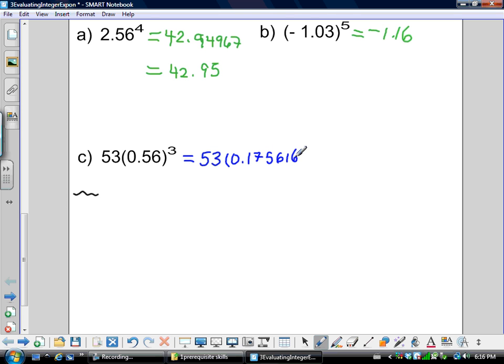And again, I'm not rounding until closer to the end. And when I do that, 53 times this lovely little decimal, I end up with 9.307. So that's going to be 3, 1. Okay, a few questions for you to try and have fun.